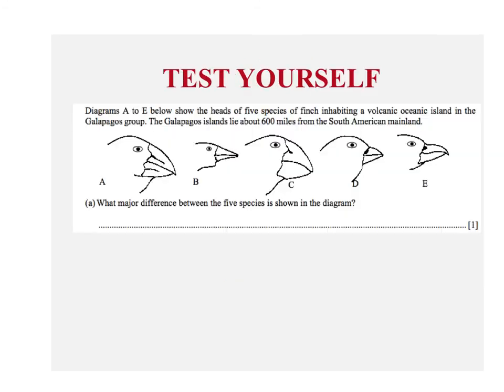Now finally, we're going to finish off with some exam questions. You know we love that. So test yourself. Diagrams A to E below show the heads of 5 species of finch inhabiting a volcanic oceanic island in the Galapagos group. The Galapagos Islands lie about 600 miles from the South American mainland. What major difference between the 5 species is shown in the diagram? 1 mark, should only be a couple of words.